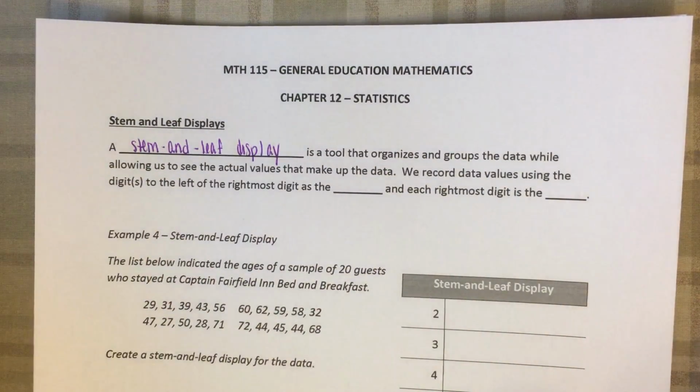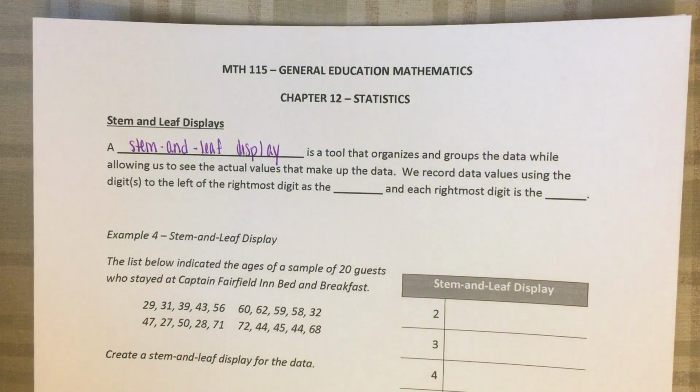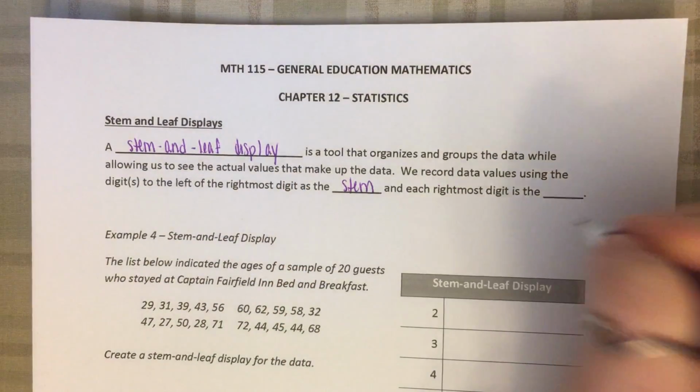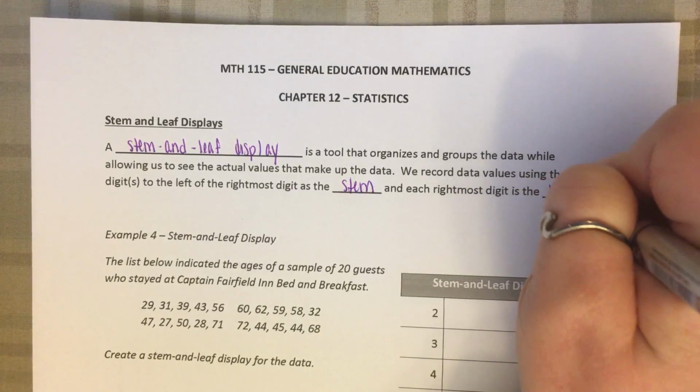The stem and leaf display is a tool that organizes and groups the data while allowing us to see the actual values that make up the data. So here we're actually going to be able to see each of our different individual values. We're going to record the data values using the digit or digits to the left of the rightmost digit. That's going to be the part we refer to as the stem. And then the rightmost digit is going to be the leaf.